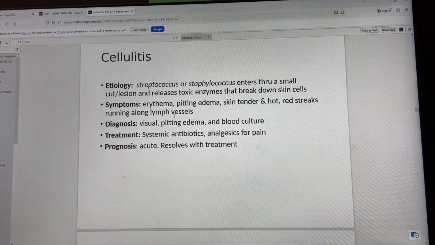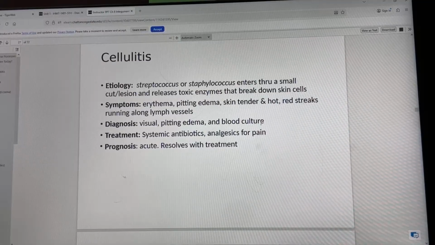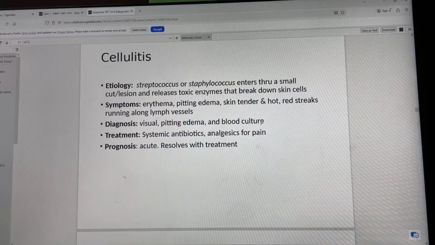What else? Diagnosis is usually just, you can tell by looking. They can do a blood culture if they're not sure, where they take a blood sample and grow it in a little petri dish and see what bacteria grows, because it may be streptococcus or staphylococcus, but it isn't always.